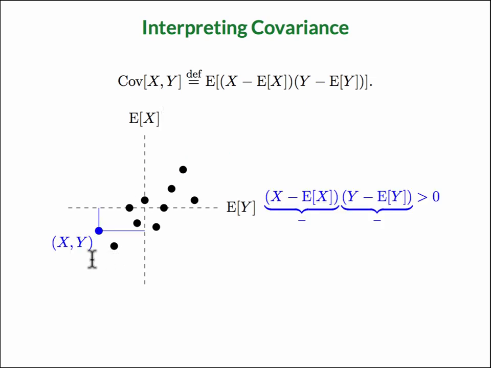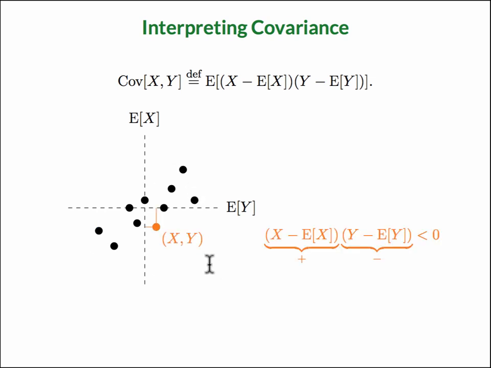Now, there are also several points in the bottom left quadrant here. What will those contribute to the covariance? Let's look at the outcome highlighted in blue here. For this outcome, X is below the mean for X, and Y is also below the mean for Y. If we calculate (X minus E of X) times (Y minus E of Y) for this outcome, both terms will be negative. A negative times a negative is positive. So this outcome and all the outcomes in this bottom left quadrant will also contribute positive terms to this covariance.